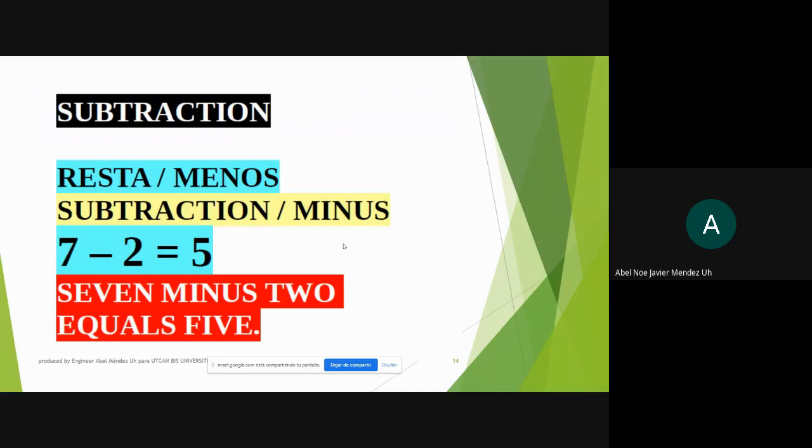And if you can repeat after me, 7 minus 2 equals 5. Okay, is the correct form to read this sort of operations. Okay, in your home you can repeat: 7 minus 2 equals 5.